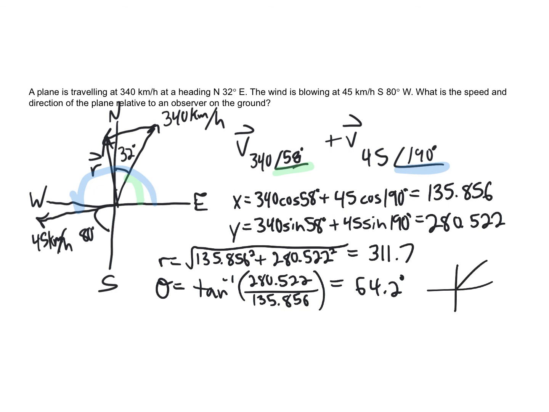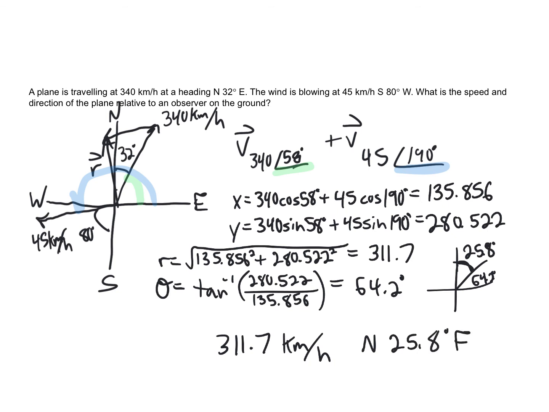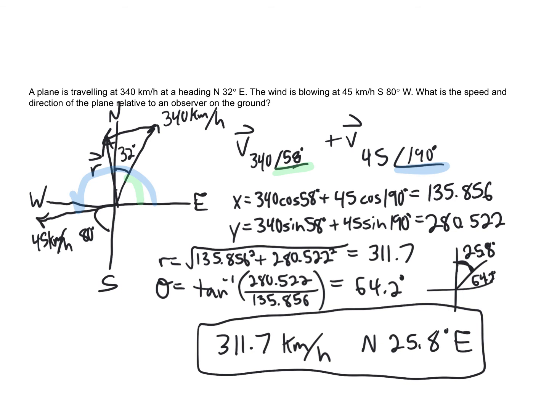Now 64.2 is here, but to get our heading, we're going to need this angle, which is 25.8 degrees. So our final answer is 311.7 kilometers an hour at north, 25.8 degrees east. So when you're doing a heading, it's always either north or south first, and then so many degrees towards east or west. And your degrees east or west should always be less than 90. And this is our final answer. You'll notice the wind has slowed the plane down and shifted it off course about 6 degrees.